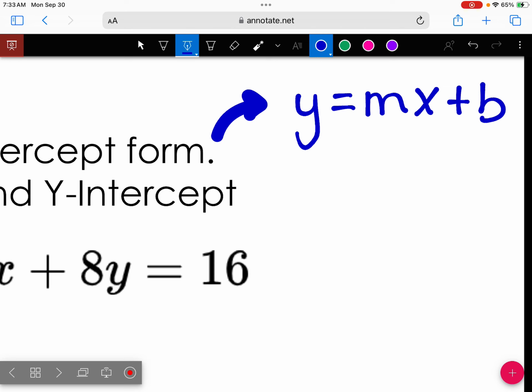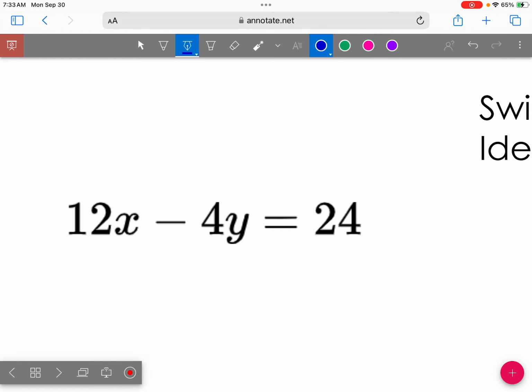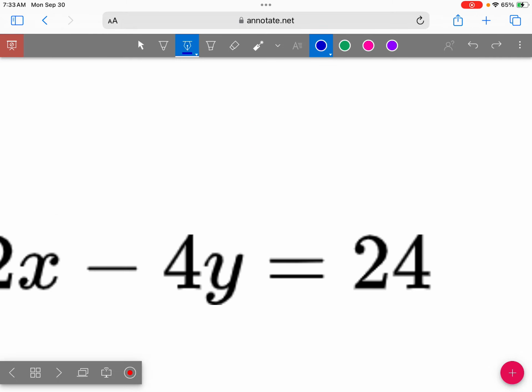So what we're doing here is we're trying to get y by itself. We're trying to get y alone. We are solving for y. So we want to try and get y all by itself. The right-hand side might turn into a hot mess, but I'm going to get this y all by himself.